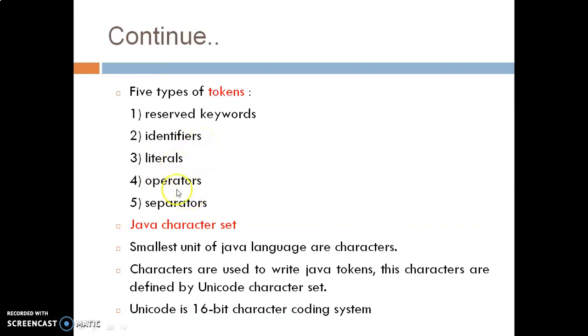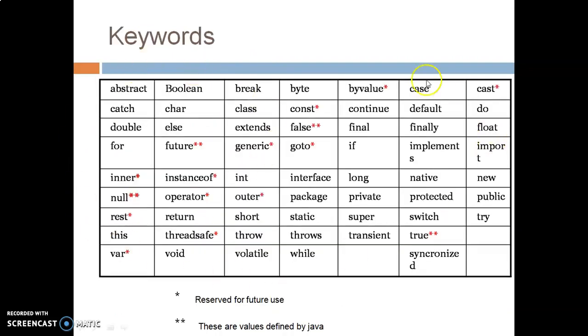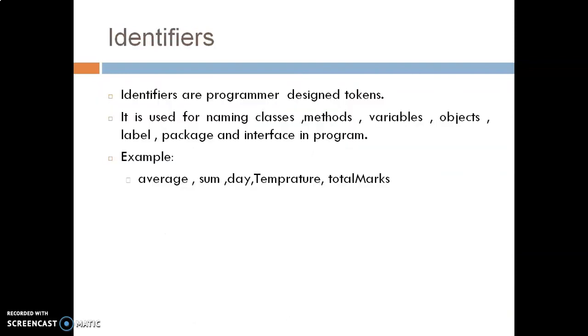Literals, a set of characters, operators like plus, minus, multiplication, division, separators like parenthesis, comma. So these are all a collection of tokens. By using only these, you are able to make a Java program. These are keywords. There are 60 keywords in Java, and wherever you see a star, it means these keywords are reserved for future use. It means now we are not using them, but in future we are going to use them for our Java programming.